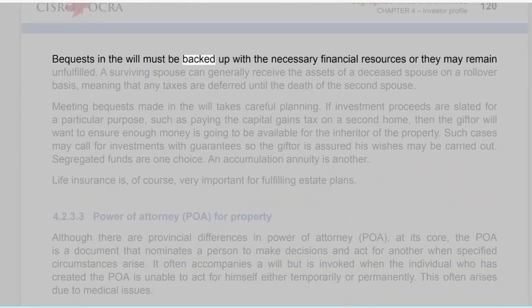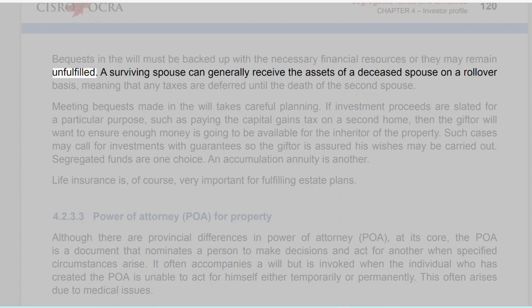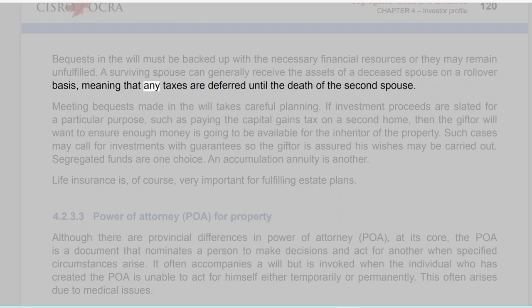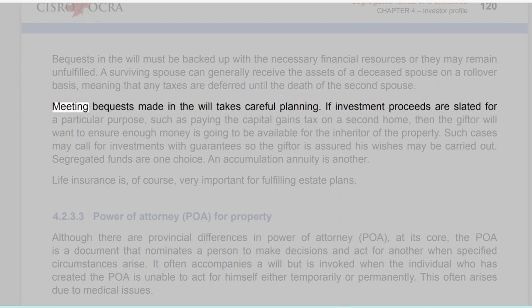Bequests in the will must be backed up with the necessary financial resources, or they may remain unfulfilled. A surviving spouse can generally receive the assets of a deceased spouse on a rollover basis, meaning that any taxes are deferred until the death of the second spouse. Meeting bequests made in the will takes careful planning.